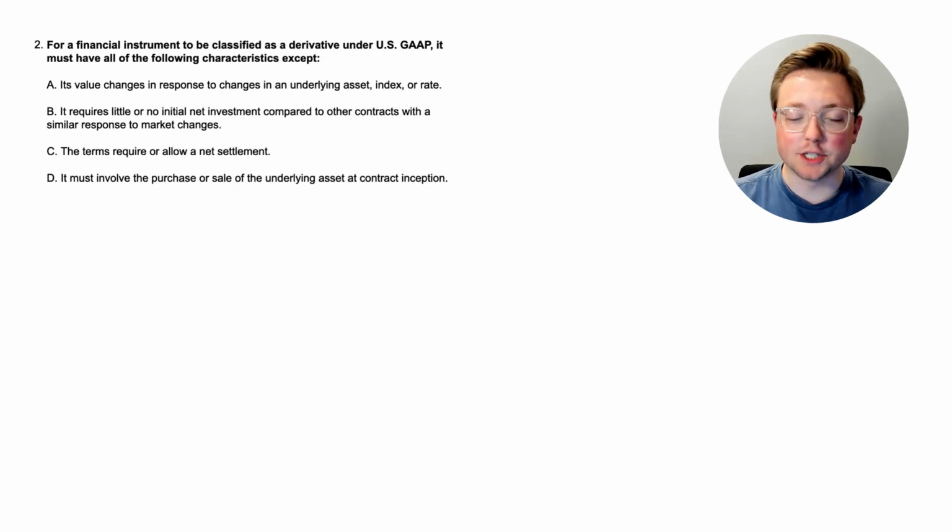All right, here we are at question 2. For a financial instrument to be classified as a derivative under US GAAP, it must have all of the following characteristics except. So which one of these is not a characteristic of a derivative? Let's go through the options.